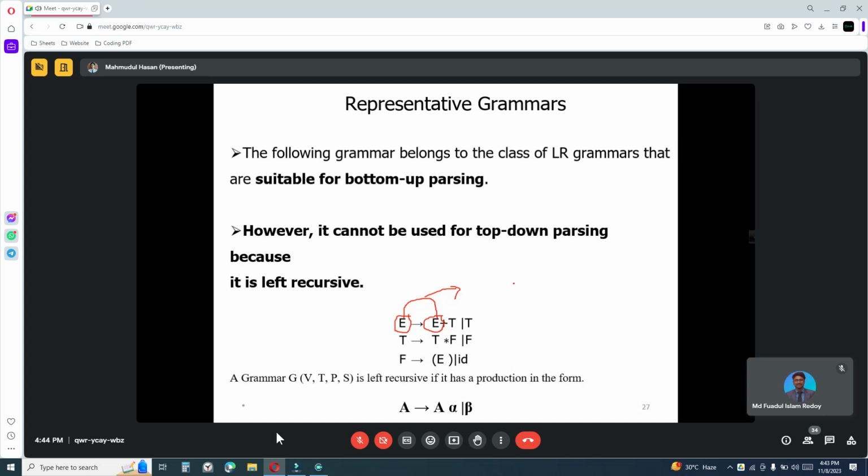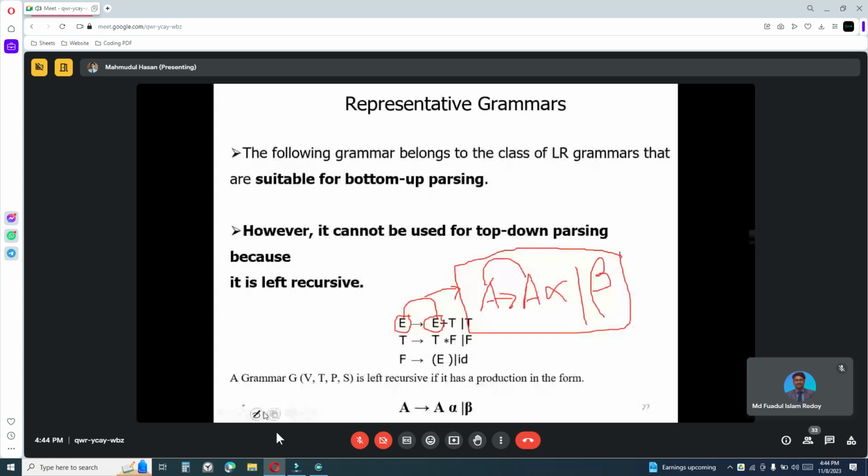So we can write a general formula, that is A to A alpha or beta. So this is the general form of a left recursive production rule. Here, A and A are the same and both are non-terminal. That is, this is a left recursive production rule. Got it, everyone?